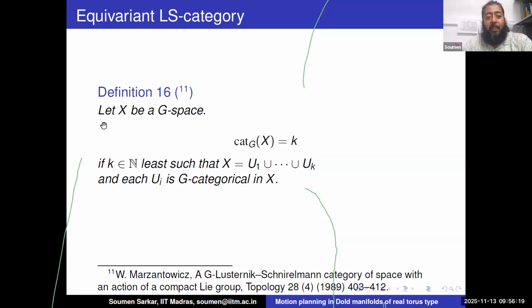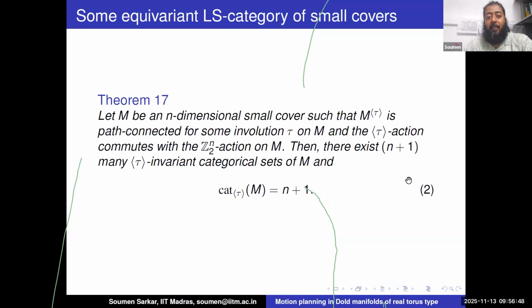Given that, one can define equivariant LS category, which I think first appeared in the paper of Marzantowicz a long time back, in 1989. It is a similar definition to LS category, where the open cover has to be a G-categorical cover, which we know very well.